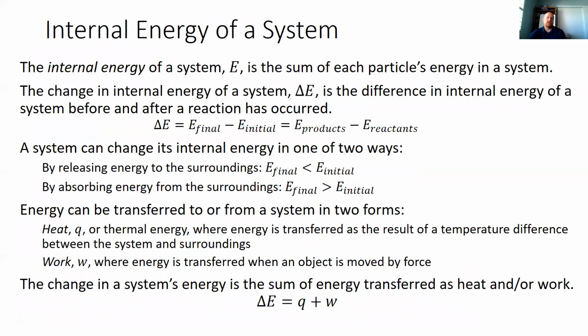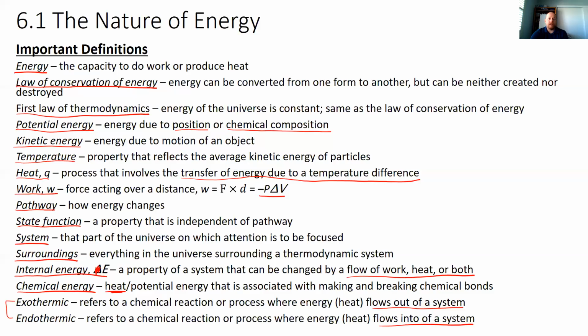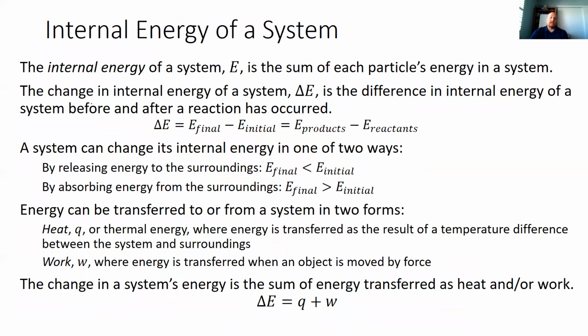So let's start with the internal energy of a system. Okay. When we think about the internal energy of a system, and we said up here, the internal energy is a property of the system that can be changed by flow of work, heat, or both. So what it is, it's a property of a system that is really just the sum of each particle's energy in that given system. To change the internal energy of a system, you can do work or transfer energy as heat. But it's basically the change in internal energy of a system is the internal energy of the system before and after the process or reaction has occurred.